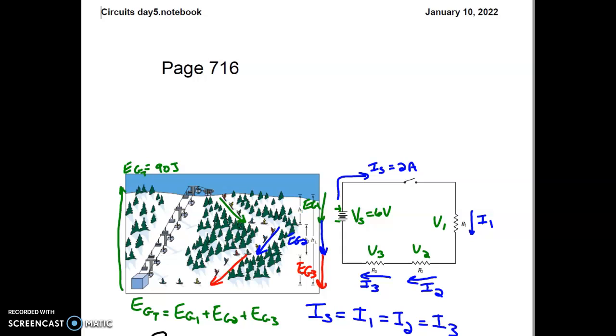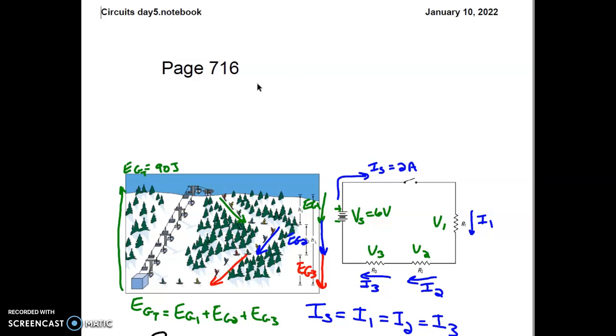Hi everybody, today we're going to focus on series circuits, and you might have heard about series circuits in your grade 9 electricity unit. If you don't remember anything, or if you do, that's great, but we're just going to take a little further look into it today.